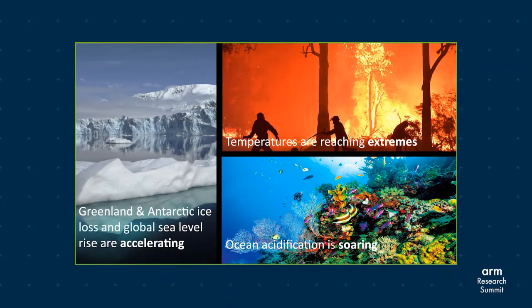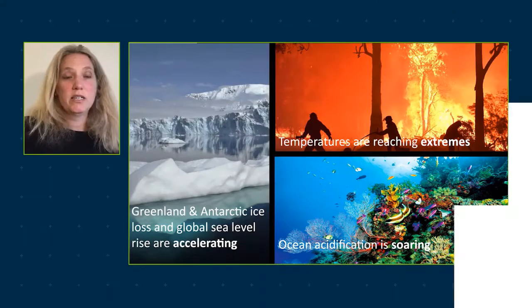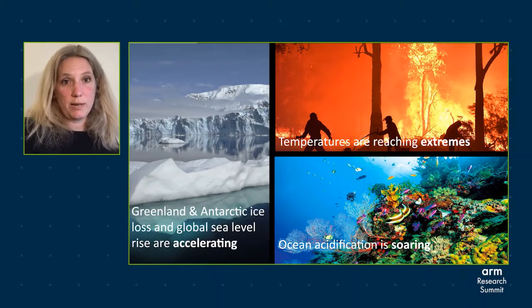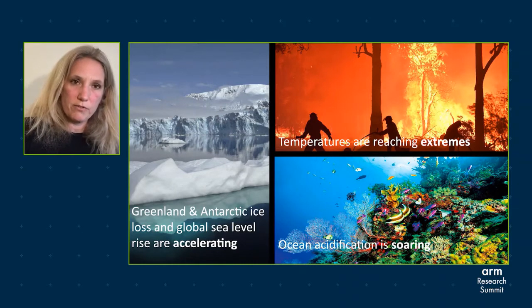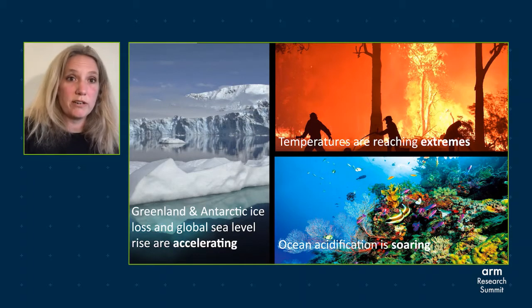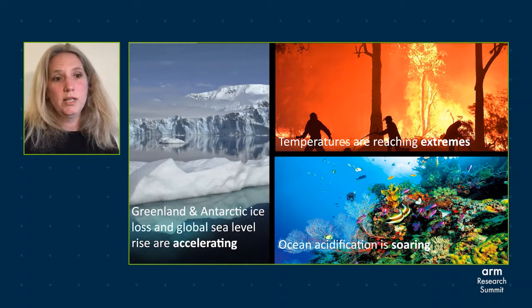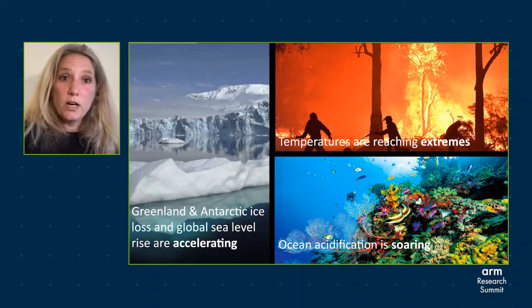We've seen around about 1 degree Celsius of warming to date globally, but that is associated with a very significant increase in the risk of extreme temperatures. We've seen extreme heat waves around the world, and we've also seen wildfires occurring in different locations around the world, in Australia and California, for example.